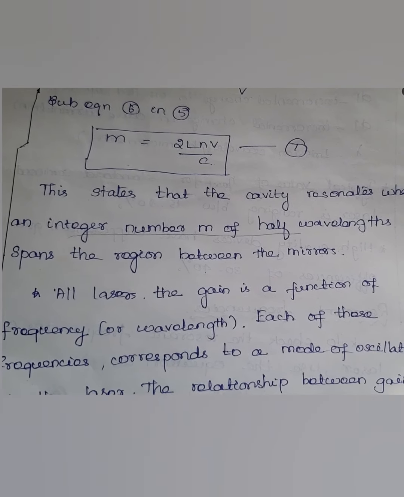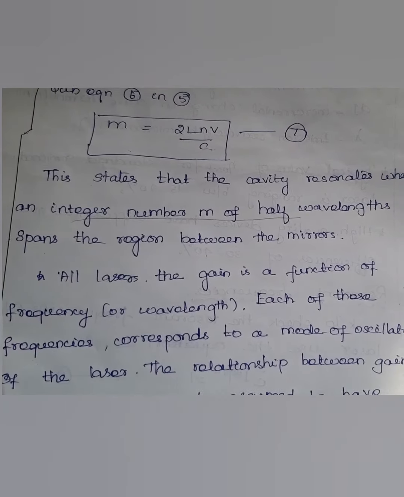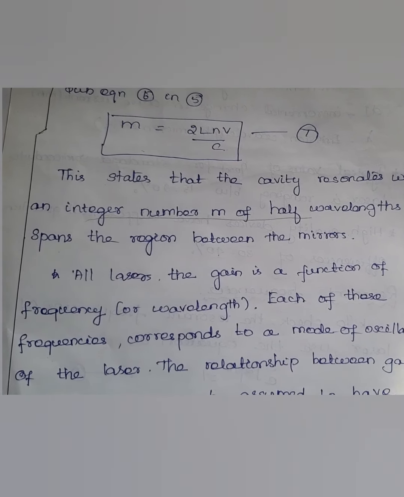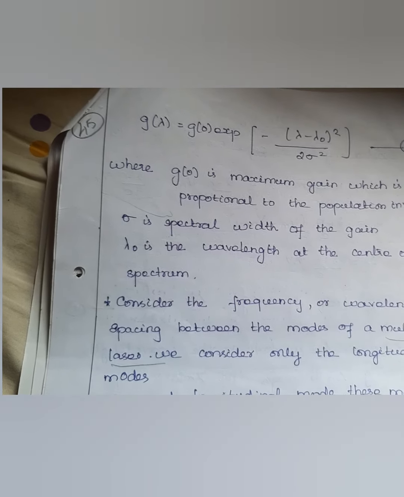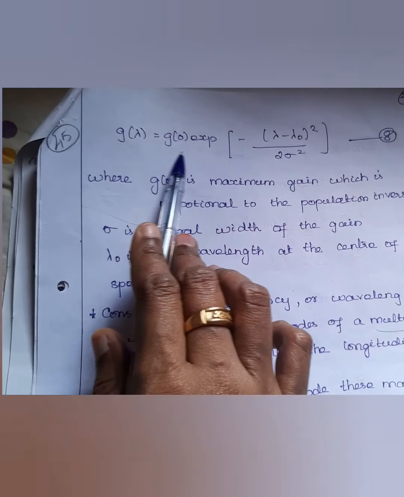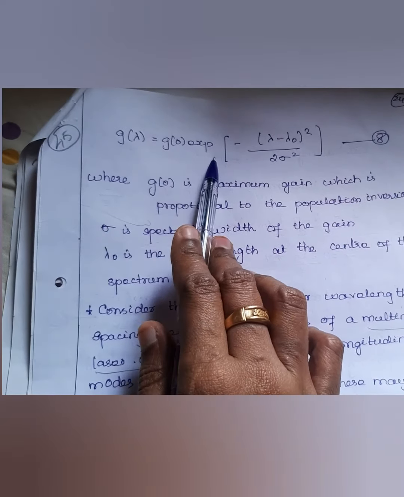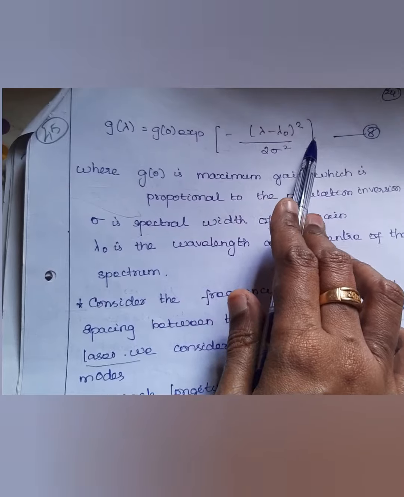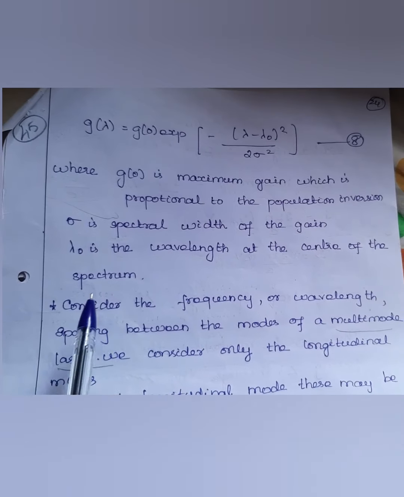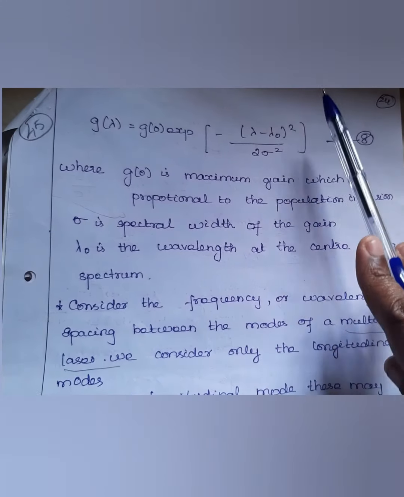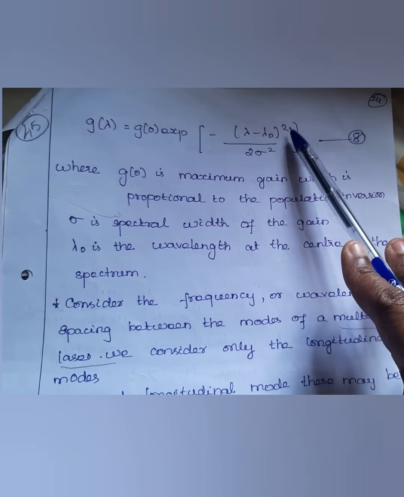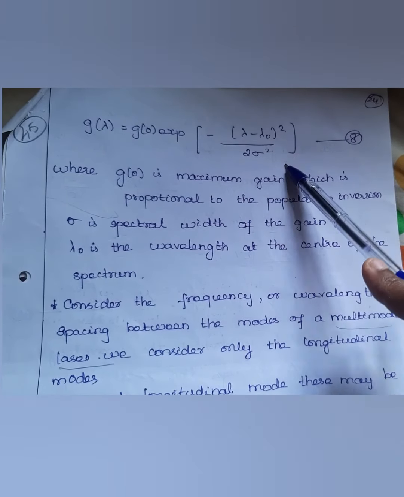Okay, so it is a function of the frequency or wavelength. So here the waveform will get in the Gaussian form. So the equation for Gaussian form representation is given as g(lambda) equals g0 exponential minus (lambda minus lambda naught) the whole squared by 2 sigma squared. Okay, so what is lambda naught? It's the wavelength at the center of the spectrum. Okay, and sigma is the spectral width of the gain.